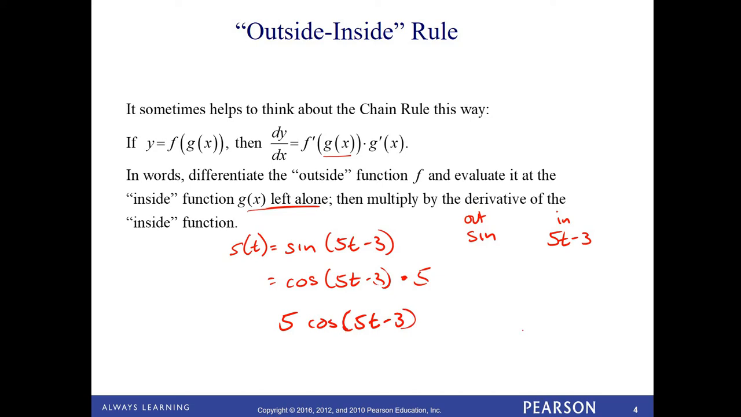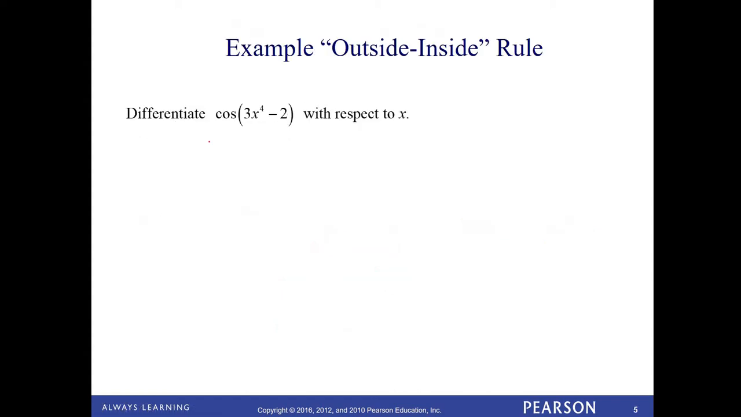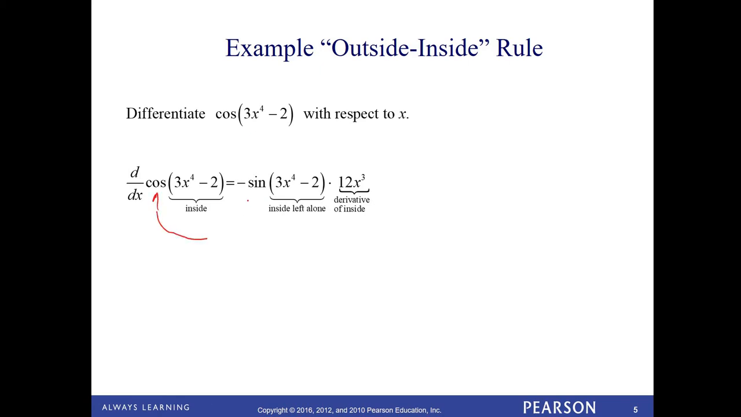Okay? Now, here's another example of the inside-outside rule. So try this one on your own, pause the video, and then come back. So using the inside-outside rule here, rather than separating it to cos u and then u equals 3x to the 4th minus 2, we take the derivative of the outside, leave the inside alone, times the derivative of the inside.